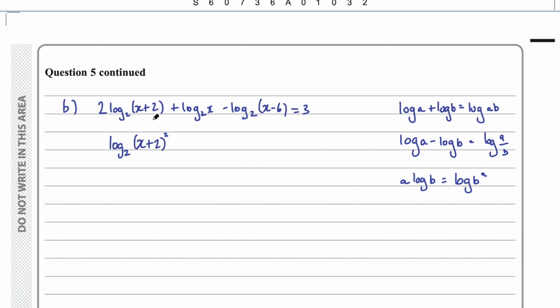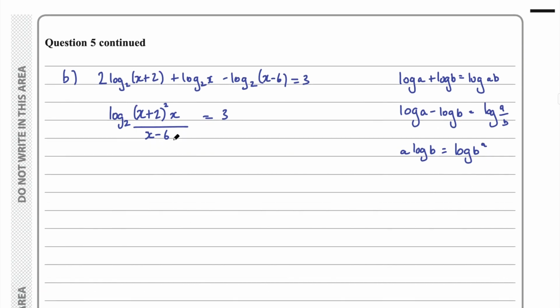x plus 2 all squared. Then because I'm adding these logs, I've got the same base, so I can rewrite this as the log of x plus 2 squared times x. And then because I'm subtracting another log again with the same base, I can divide by the term in this log. So this will be all divided by x minus 6, and this is equal to 3. Okay, so I've neatened it up a bit.